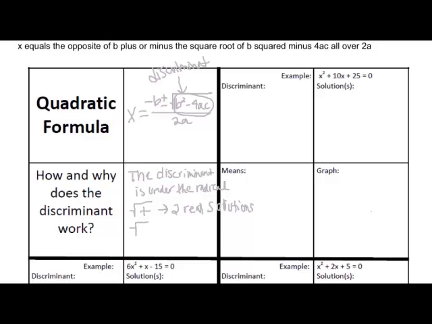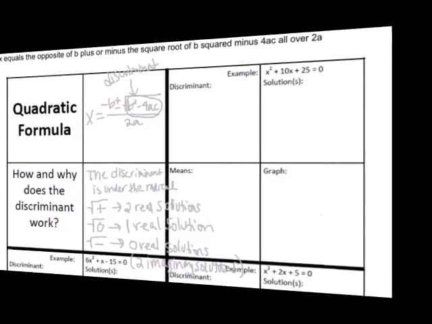If the discriminant is 0, we know that the square root of 0 is 0, so that will give us one real solution. And lastly, if the discriminant is negative, we know that if there's a negative underneath the radical, we don't have any real solutions, because we can't take the square root of a negative number. However, it does tell us that we will have two imaginary solutions. So we're going to go ahead and look at examples of each of these.